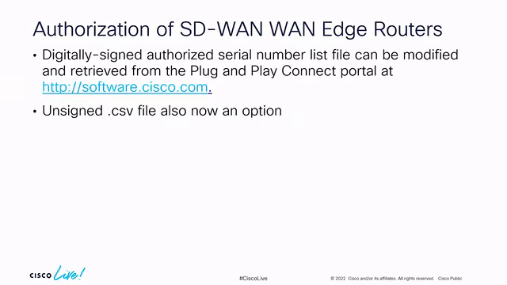Authorization of the SD-WAN WAN edge routers. In order for me to authorize a WAN edge to come into the network, it's got to be on my authorization list that I got from vManage. This list can come from the plug-and-play server. You can actually sync your vManage with the plug-and-play server to get your list. And then we can also do .csv files and upload those as well.